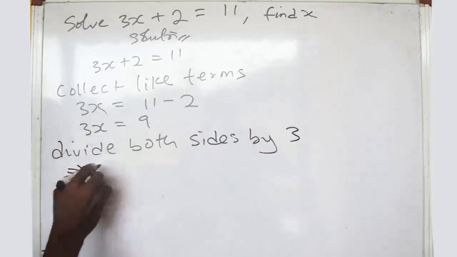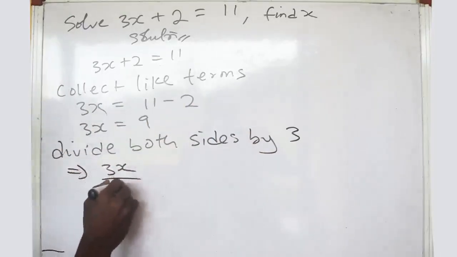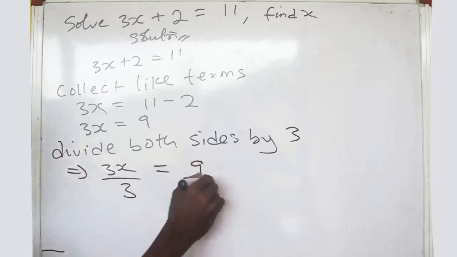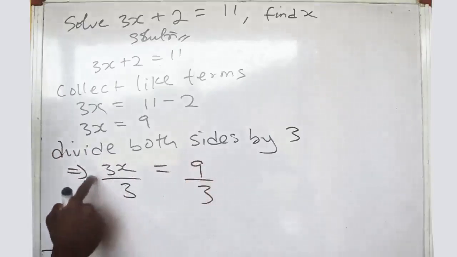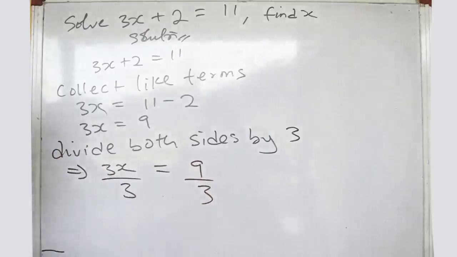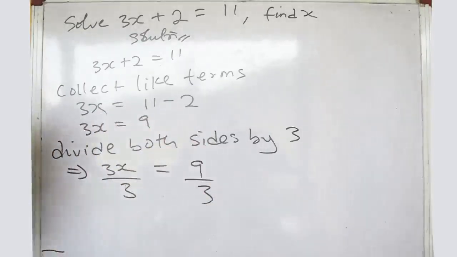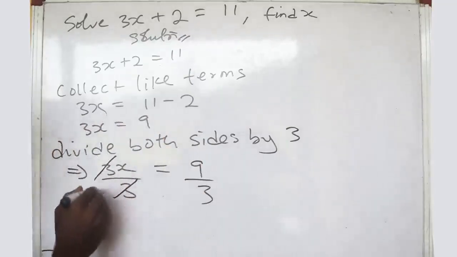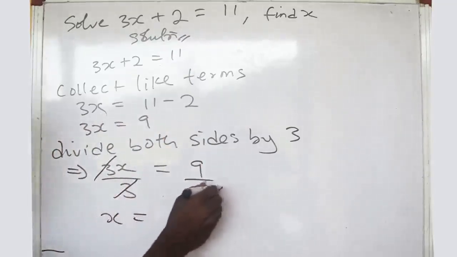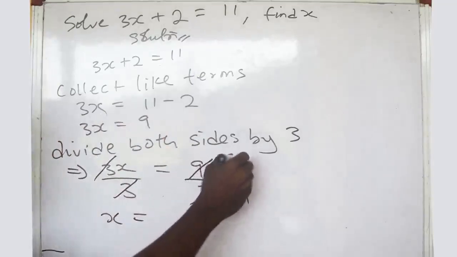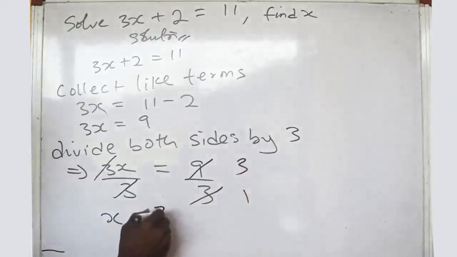So it implies that 3x all over 3 is the same thing as 9 all over 3, because these are the two sides we have, the left hand side and the right hand side. Whatever you are using to divide the left hand side, do the same to the right hand side. So 3 will cancel 3 here, x falls down, equal to 3 will cancel itself 1, 3 will cancel 9 to give you what? 3.